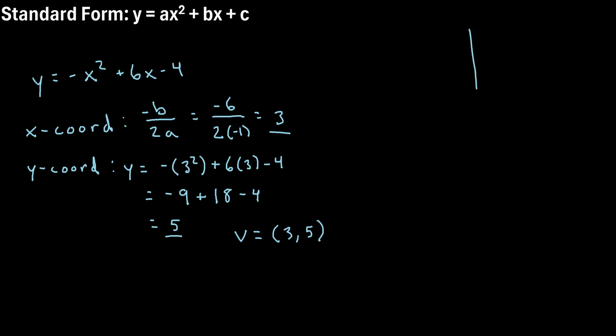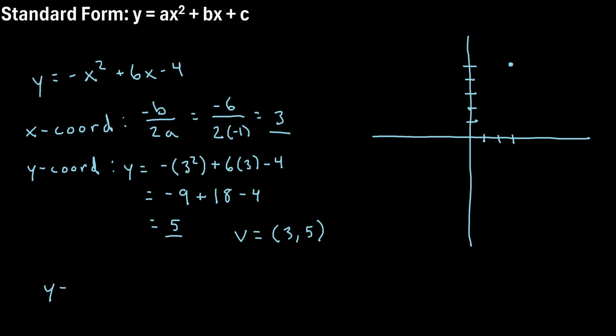So now, if we create a plot to visualize this parabola, we know that the vertex is at 3, 5. Here's our vertex. So now we need to find a couple more points so that we can actually graph this parabola. So remember that we said one trick is that we can find the y-intercept, because that's the point where x is equal to 0. So let's find the y-intercept.